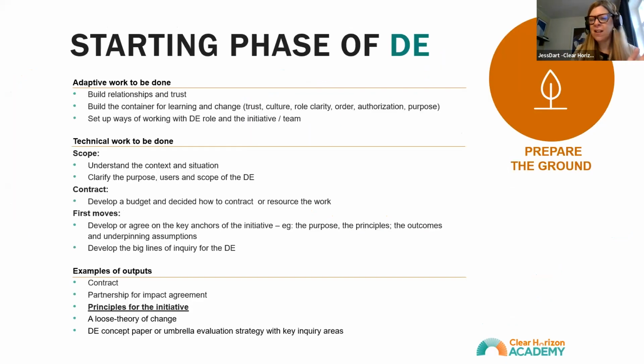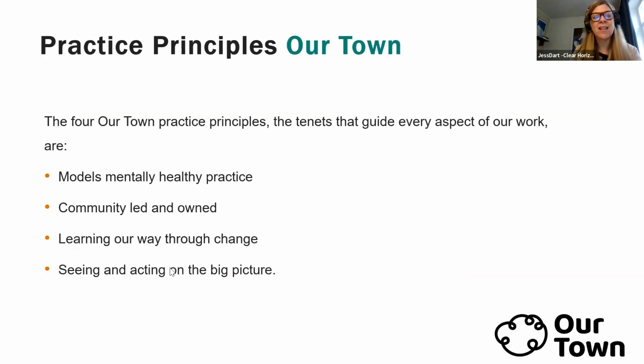So it's an example of the first 2 years. So the starting phase. So let's get clear on this. This is a recap of what I showed you before. You need to clarify the scope, organize the contract, and work out the first moves, as well as doing the adaptive work. So here, the principles were a really key part for this project, and here they are. The first one was that we had to model mentally healthy practice.